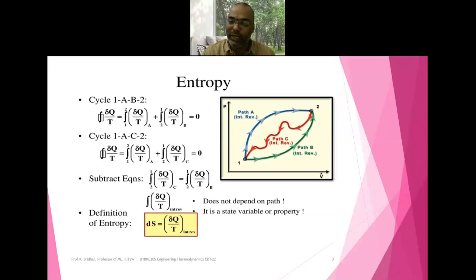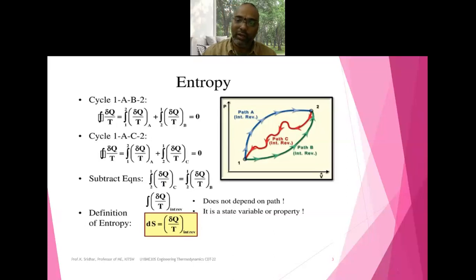In the beginning classes, we studied what we mean by point function and path function. A path function is one that depends on the path followed by the system, and the examples are work and heat. A point function is not at all dependent on the path. That is, it is independent of the path and dependent only on the initial state as well as the final state of the system.